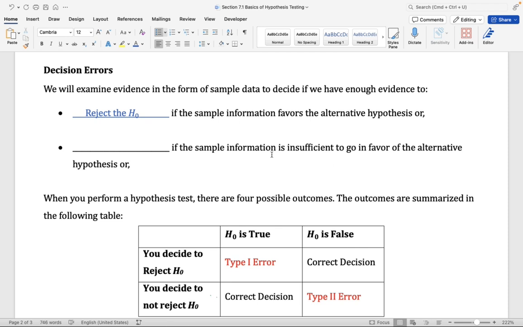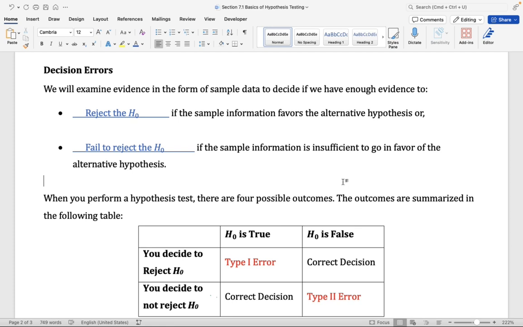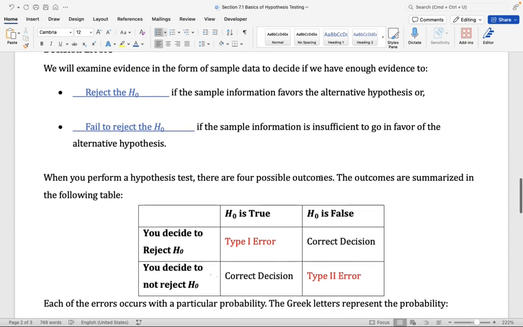Now, the other option would be to fail to reject the null hypothesis. If we fail to reject the null hypothesis, then we're saying that the sample information is insufficient to go in favor of the alternative hypothesis. In other words, our sample does not provide enough evidence to reject the null hypothesis. We cannot go in favor of the alternative hypothesis. When you're making a decision for hypothesis testing, you're either rejecting the null hypothesis or failing to reject the null hypothesis. So now let's go ahead and talk about the decision errors that can occur.